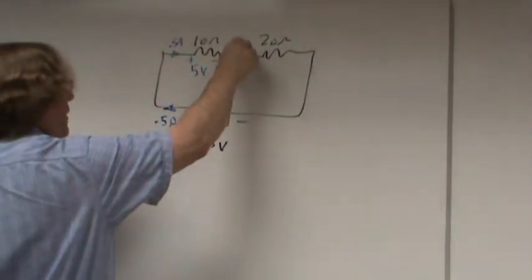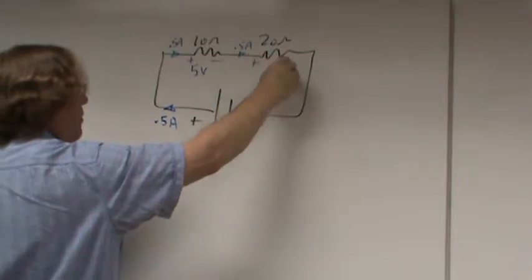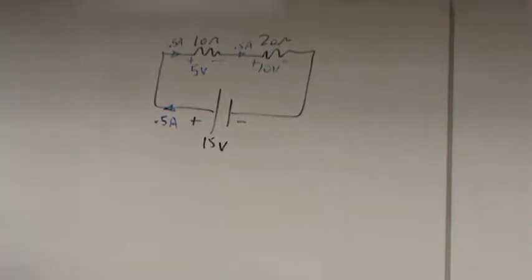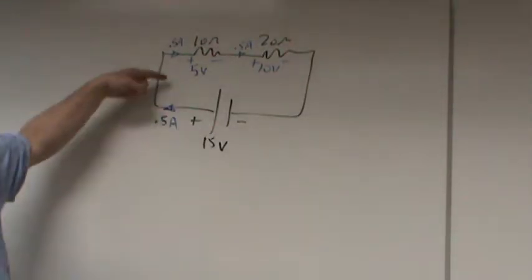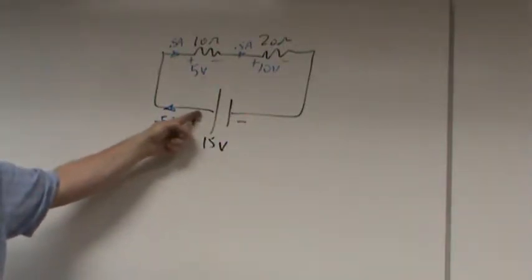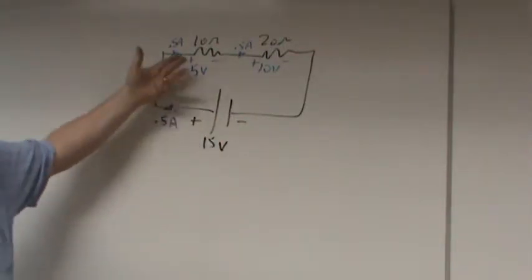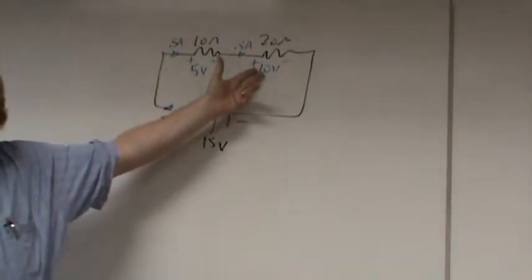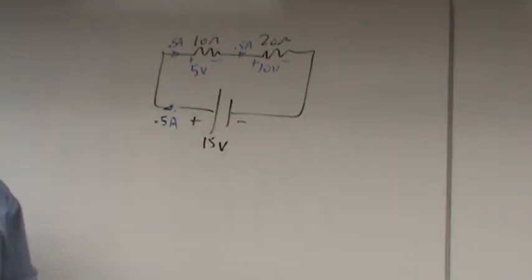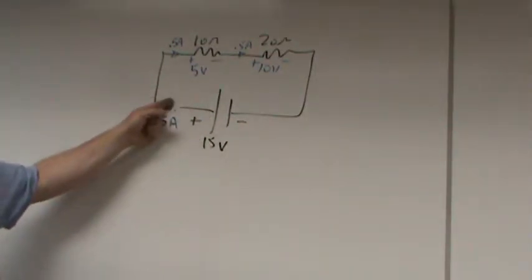And then this 0.5 amps of current continues on and gives up a bunch of energy to that 20 ohm resistor, 0.5 times 20, which is 10 volts. Well, I want you to see that in my current doing this loop, it gained 15 joules of energy per coulomb, and then it lost 15 joules per coulomb. It lost 15 volts. And that's the way it is. That's conservation of energy. Whatever energy this charge gains, it has to lose. Because you can't make or create or lose energy.